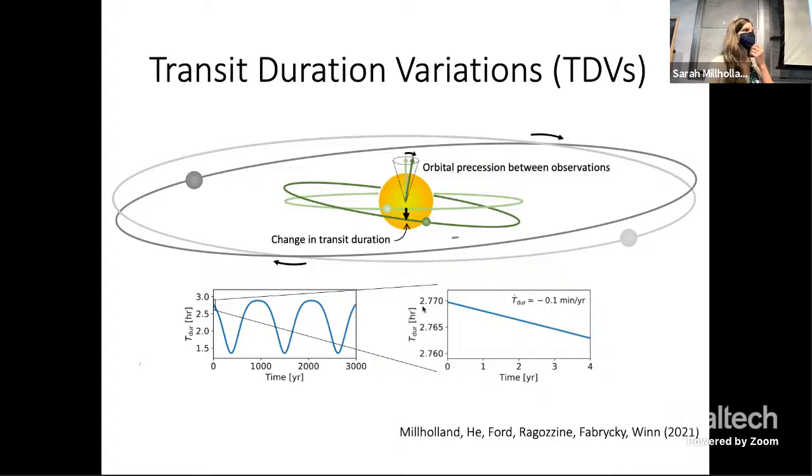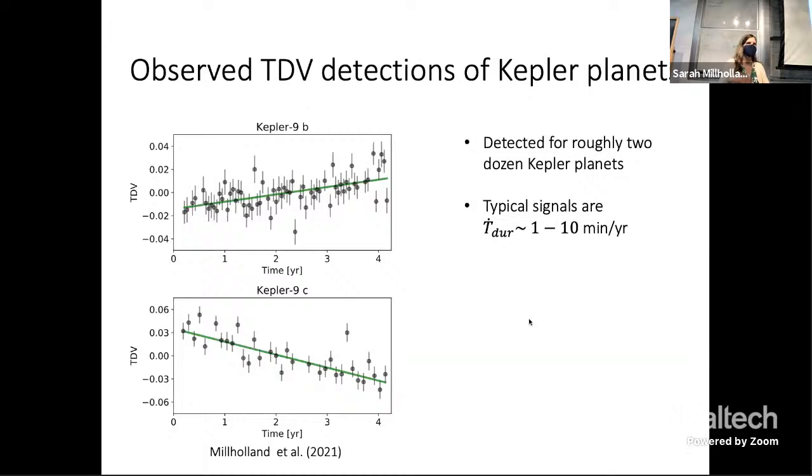These transit duration drifts were detected for roughly 24 of these Kepler planets. And so the typical signals show a time derivative of the transit duration on the order of about 1 to 10 minutes per year. Examples of these detections are shown for the Kepler-9 system on the left here. So the key thing is that this TdV signal is sensitive to the mutual inclinations between the planets' orbits.